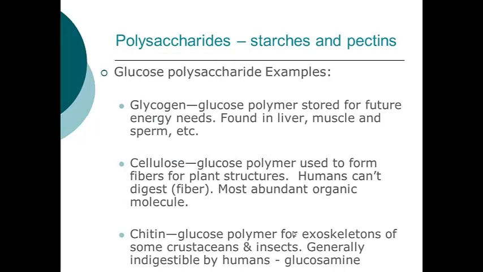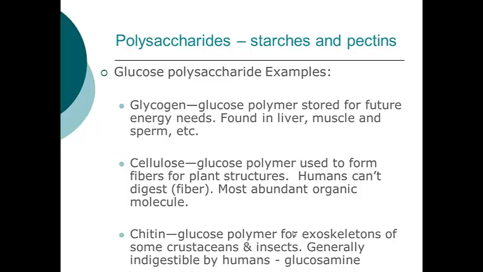Polysaccharides are part of a very large subgroup of carbohydrates. Glucose polysaccharides are the ones that we're going to be studying, and some examples of them include glycogen, where we have long chains of glucoses joined together. Glycogen is produced by animals. You have glycogen that's stored around your liver and muscle, and if you're a male, you have glycogen stored in sperm as a source of energy.